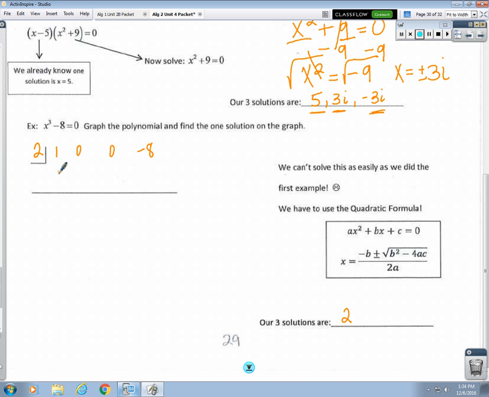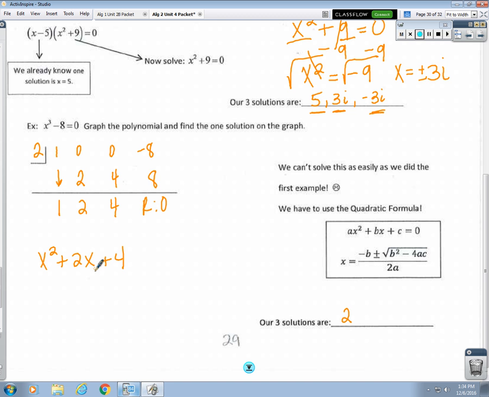Right. So I bring down the 1. It multiplies by the box number 2 to make a 2. When those combine, you get a 2. It then multiplies by the box number to make a 4. 0 plus 4 is 4. 4 times 2 is 8. And that's the remainder of 8. So see, this time when you write your answer, it's 1x squared plus 2x plus 4.